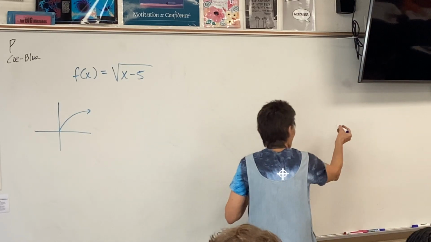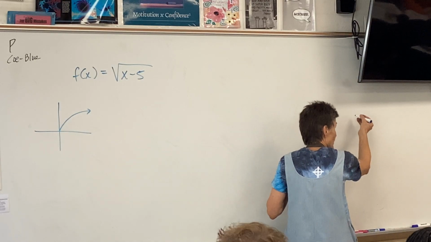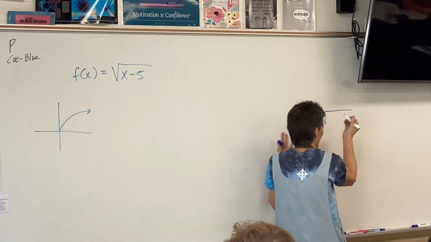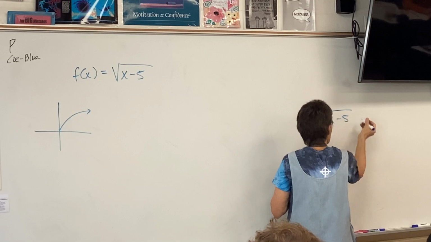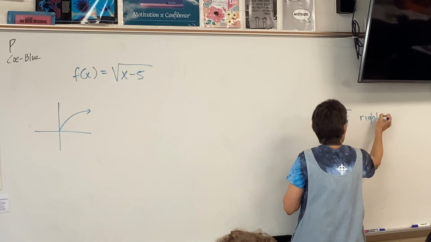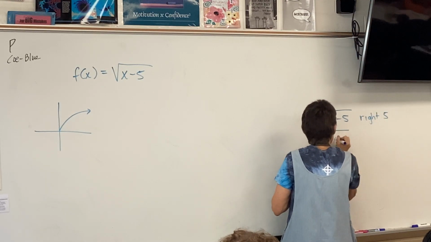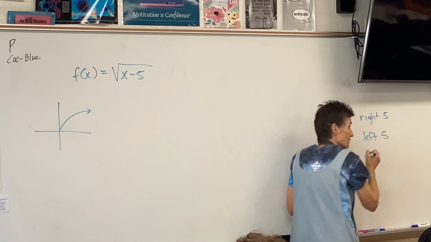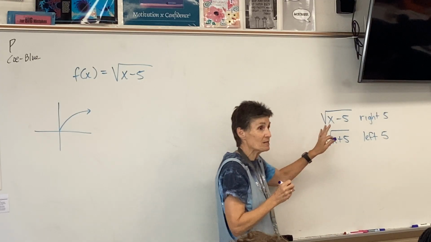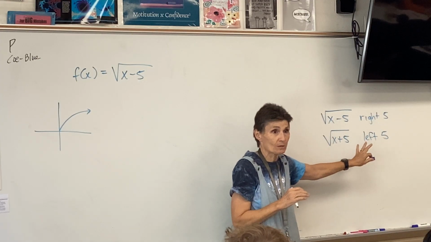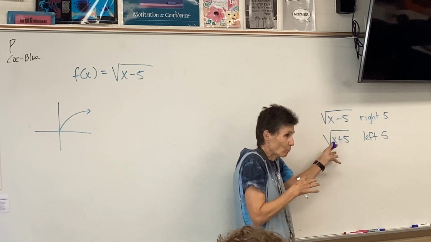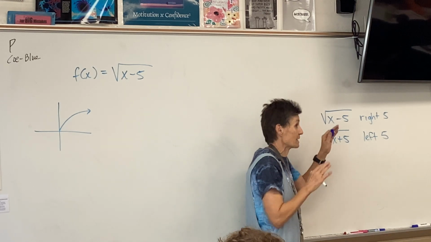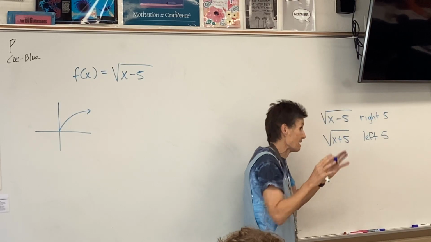Very good. I'm going to make a little cheat sheet for you over here. You might want to write this down. If we have this, and I'll just use this square root, if we have this, that's going to go right 5. If we have this, it's going to go left 5. Now, this will be true of any of your flashcards. I am just using the square root example because that's what we have right here. But it wouldn't matter if it was exact squared or any of them.